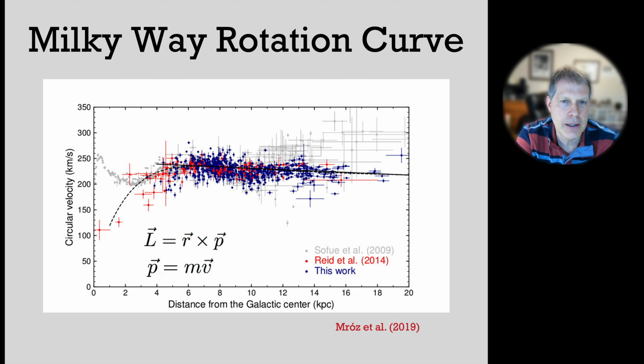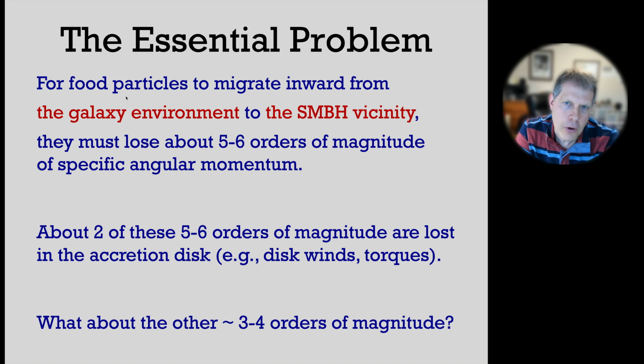Now, to be a little more specific about that, for food particles out in the galaxy to be able to migrate inward from the galaxy environment to the vicinity of the supermassive black hole, they have to lose quantitatively about 5 to 6 orders of magnitude of specific angular momentum. About 2 of those 5 to 6 orders of magnitude are lost in the accretion disk. Processes such as disk winds and torques may allow some of the matter to work its way inward and lose that angular momentum. But here we're going to be focusing mostly on the remaining 3 to 4 orders of magnitude required to get from the galaxy environment down anywhere close to the supermassive black hole. That's still a 3 to 4 order of magnitude problem one has to resolve.